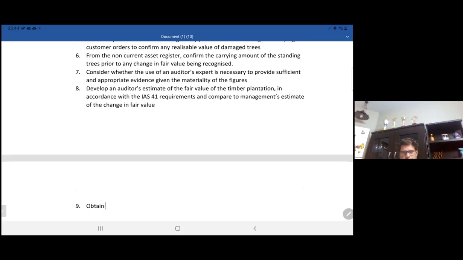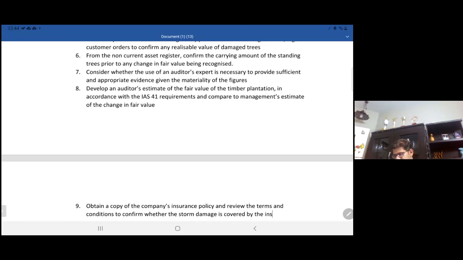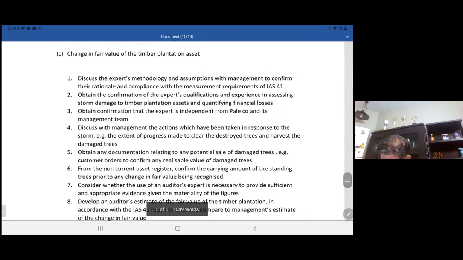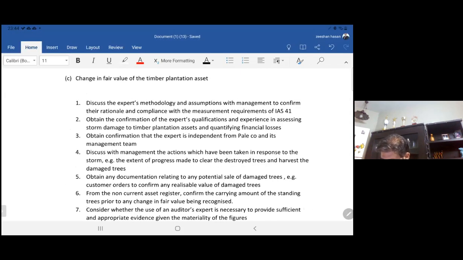Obtain a copy of the company's insurance policy and review the terms and conditions to confirm whether the storm damage is covered by the insurance. Six was required; I wrote the three extra for you. So let us discuss the technique which I adopted over here.